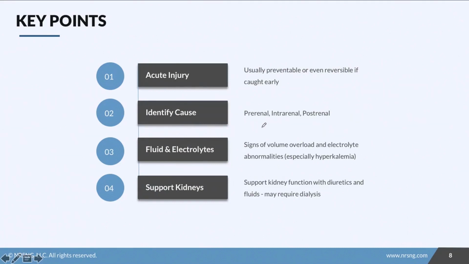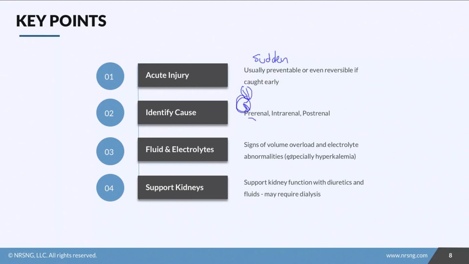All right, let's recap. Acute kidney injury is a sudden but usually reversible damage to the kidney. Okay, now if it's caught early enough, we can usually reverse it very quickly. Now, we want to identify and treat the cause, whether it's pre-renal, meaning it happens before the kidneys, intrarenal, or a post-renal issue. We want to identify and treat that cause as much as we can to help prevent permanent damage.